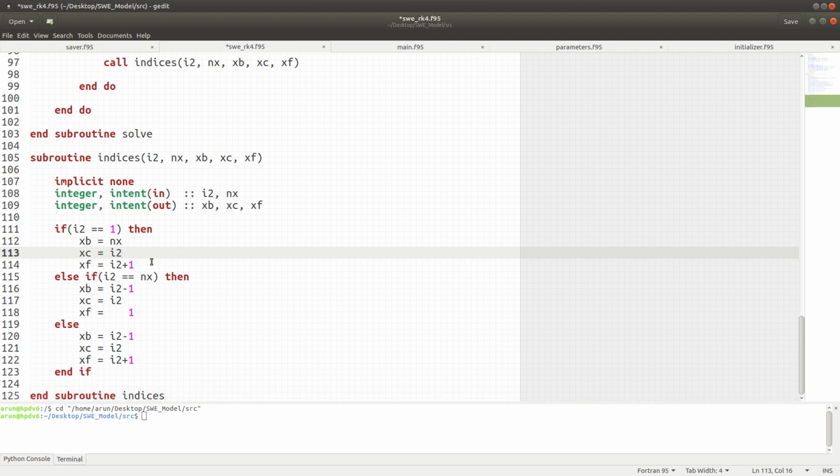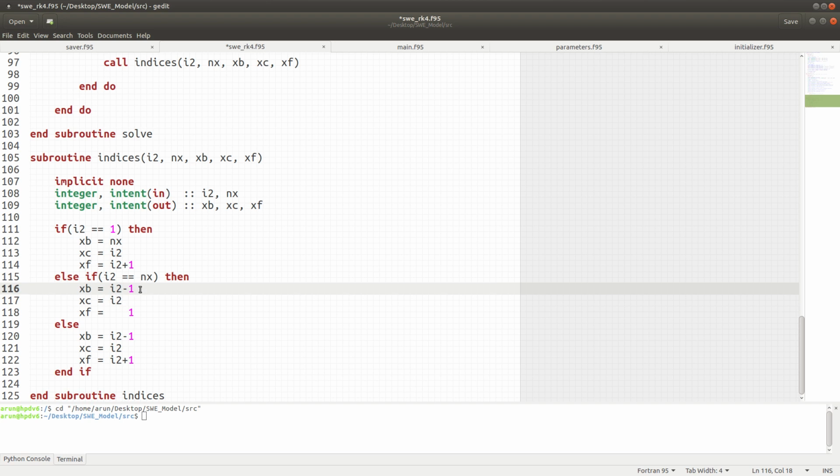Similarly, suppose the point is at nx, so we are on the rightmost edge of the x-axis. Then for central difference purposes, we need a point at the back, the current, and the forward point. The forward point is actually 1 because we are at the rightmost edge. If you want the point in front of it, we have to circle around and come back to the leftmost edge. So I'm going to put xf to be 1, whereas the center point is actually i2. It's obvious. And likewise for the backward point, since I'm staying at i2, the point behind me is i2 minus 1.